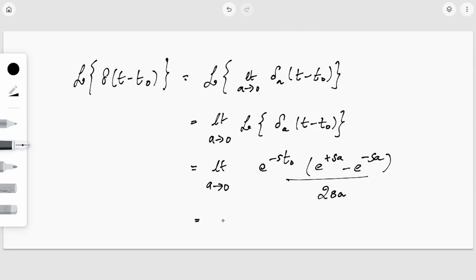So e raised to st dot minus st dot is a constant, and limit a tends to 0 of e raised to sa minus e raised to minus sa by 2sa. According to our theorem, the Laplace transform was e raised to minus st dot. So this implies this whole term must be 1. So how can we find the limit?